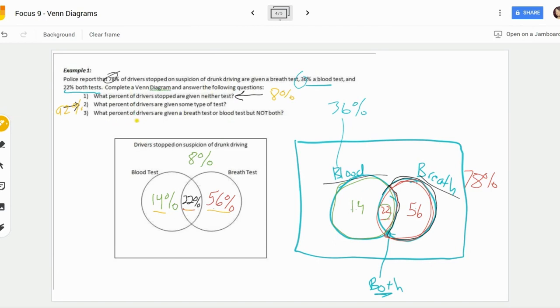Then what percent of drivers are given a blood test or a breath test but not both? So this is specifically saying it's the exclusive or. It's the coffee or tea. It's not the cream or sugar or both. It says not both. So we would just add up the blood test or the breath test, but we can't add up the 22 because that's the people who were given both tests. In this case, that's 70%.